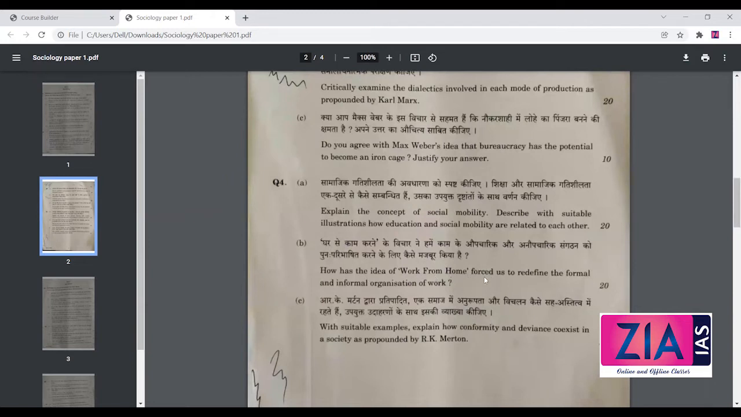How has the idea of work from home forced us to redefine formal and informal organization of work? Guys, we have discussed formal and informal organization of work, but this is something they've asked in connection with the contemporary setup, right? Okay, so here you need to add something from your side.